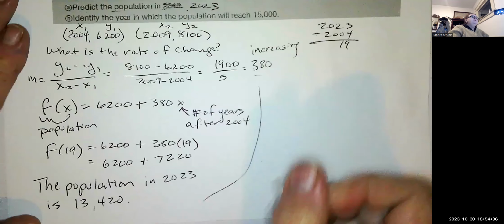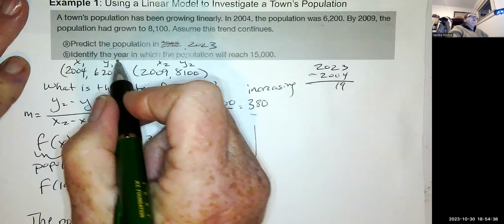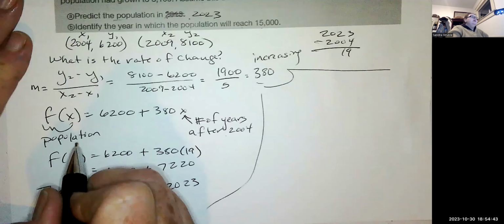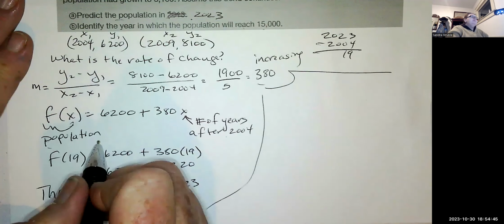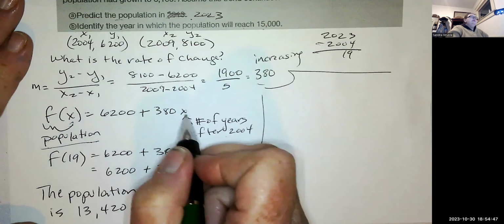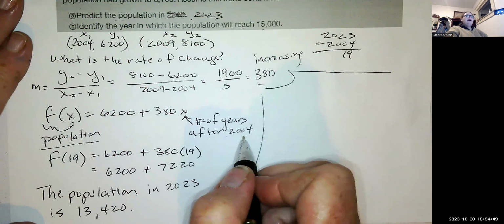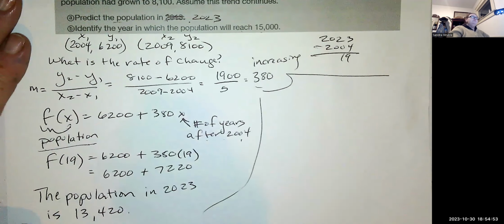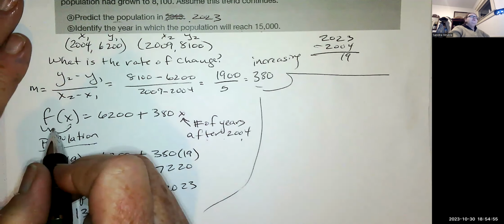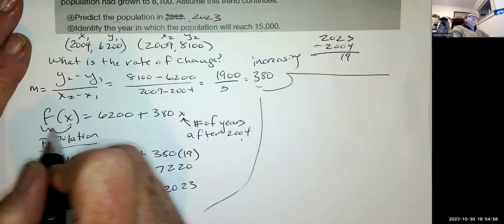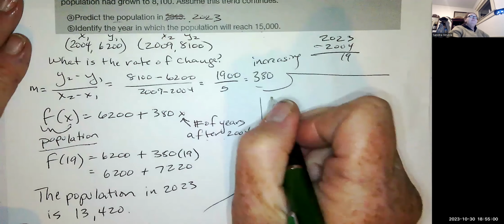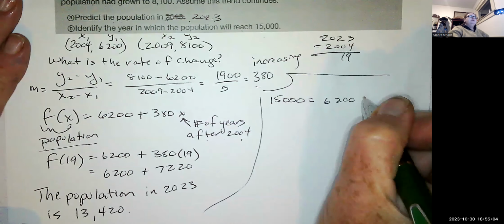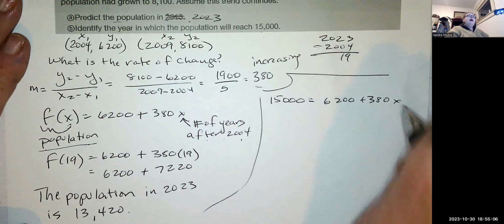All right. The next question, it says, identify the year in which the population will reach 15,000. Well, you have to understand that f of x means the population, and that x is the number of years after 2004. You have to know that in order to answer this question, because where the f of x is, you're going to substitute 15,000 because that's the representation of the population. And use the rest of the function and solve for x.